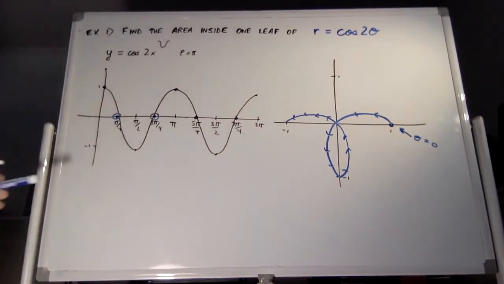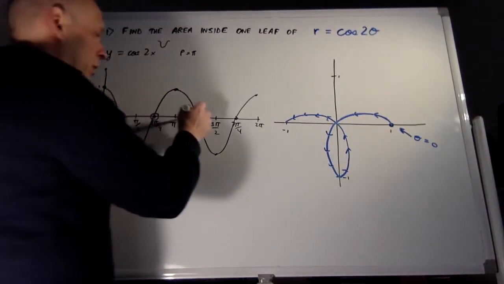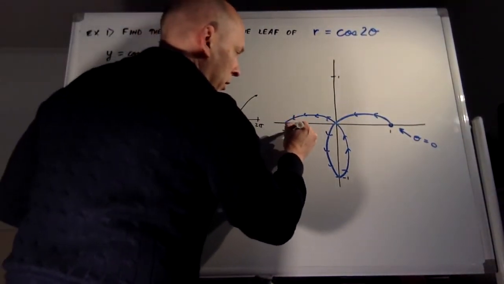All right, so let's finish off our rose curve. So we just left off at pi, so now we're going to return to the pole here. So another return to the pole here.